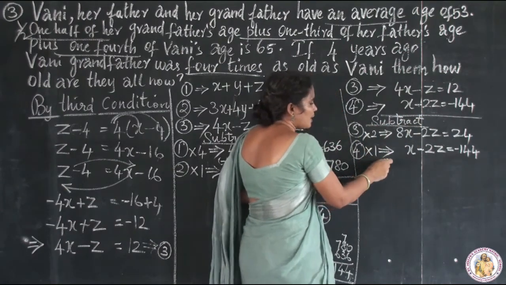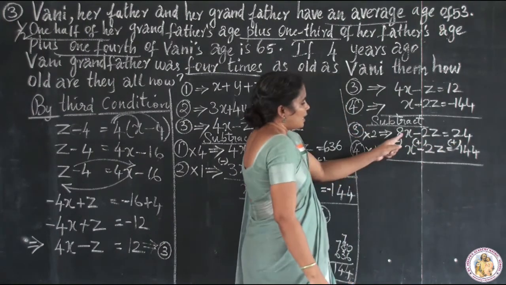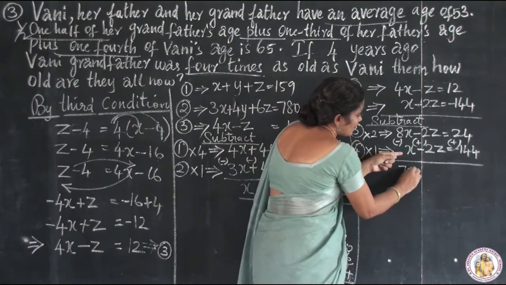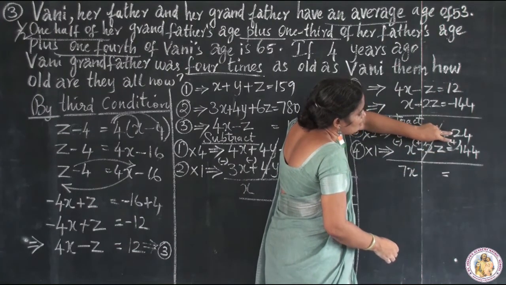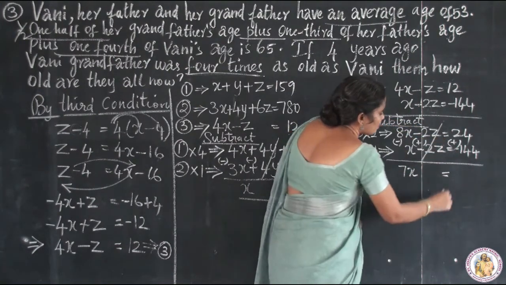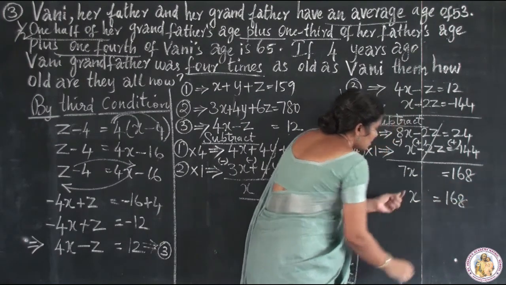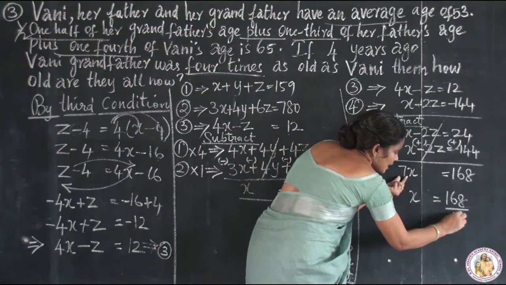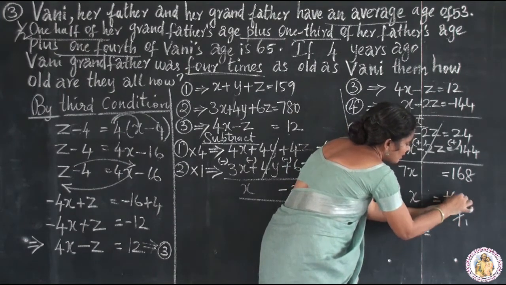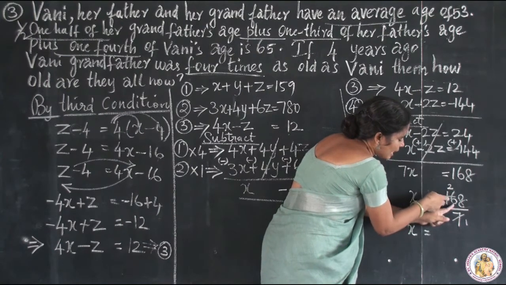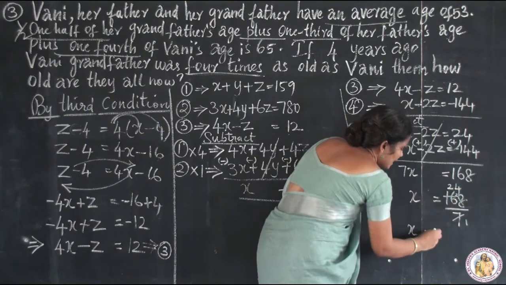Subtracting the second and fourth equation, change the sign. 8 minus 1 is 7x, z cancels, and the same sign gives plus 24 plus 144, which is 168. So 7x is equal to 168. The 7 goes to the right side as division. 7 ones are 7, 7 2s are 14, remaining 28, 7 4s are 28.